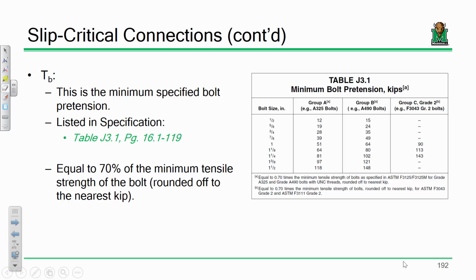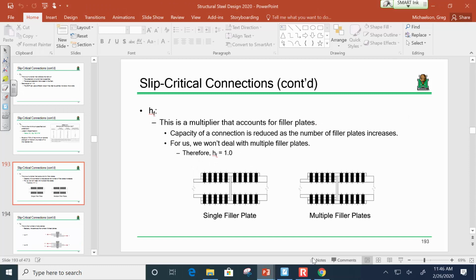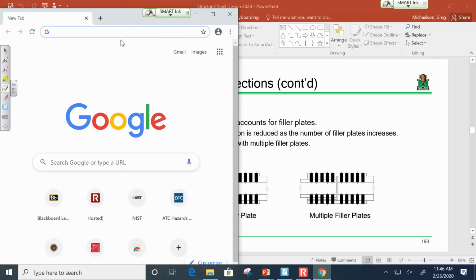And obviously there are different values for group A bolts versus group B bolts, and so on. If there's one thing I want to do on these slides in the future, I'd like to improve this image, because this image comes from the manual, but I don't really think it's all that clear, so this is my Google reference.